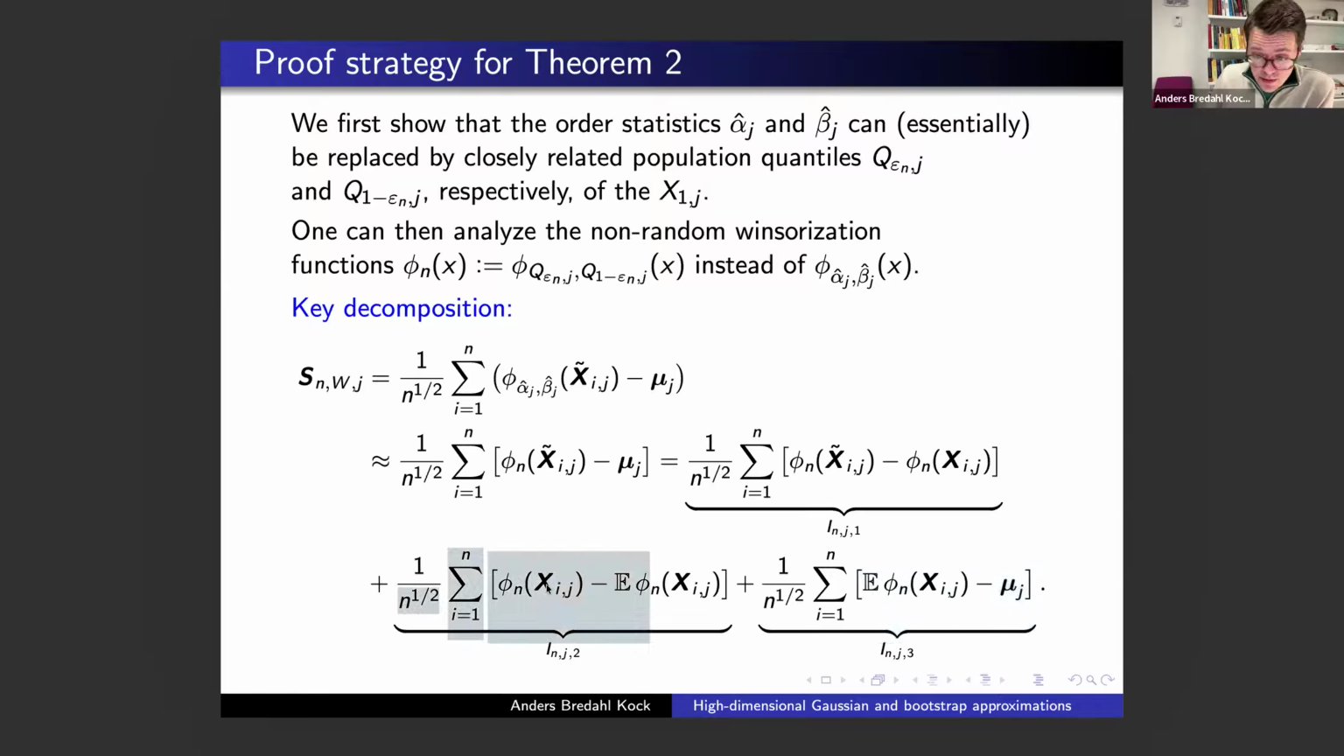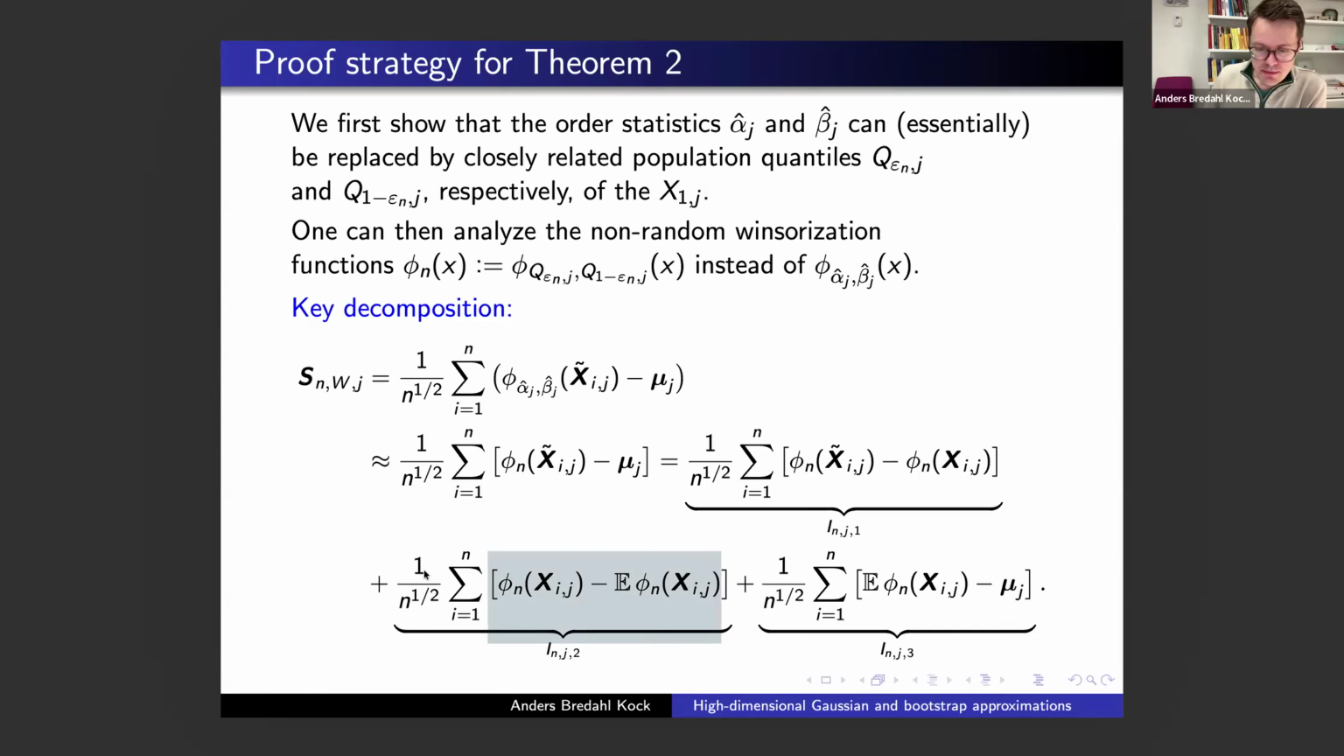Now, this term here is a sum of IID random variables with a mean of 0, obviously, because I've centered them. Also, these are bounded functions, meaning they possess all moments. So I can now apply existing high-dimensional central limit theorems from the literature that typically impose sub-exponential tails. This is now trivially satisfied for these guys here.